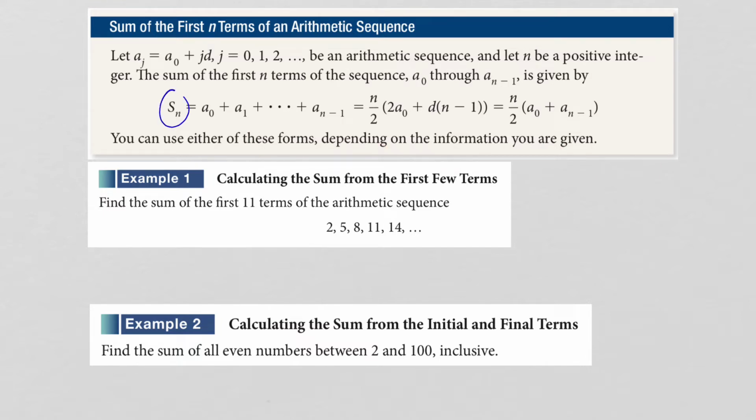So again, when you are trying to find the sum of the first n terms, you can either use this formula for doing that, or you can use this formula. Now, to use the second formula, you have to know what the last term is, what the first term is, and also how many terms you're adding up. To use this formula, you need to know what the first term is, what the common difference is, and also how many terms you are adding up.